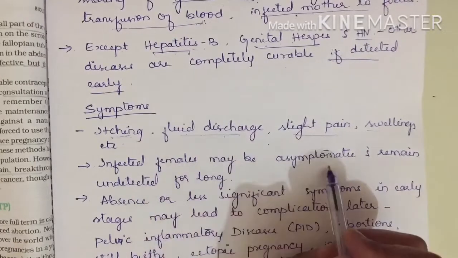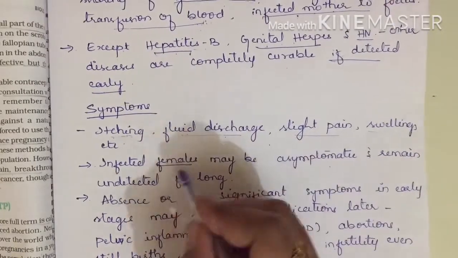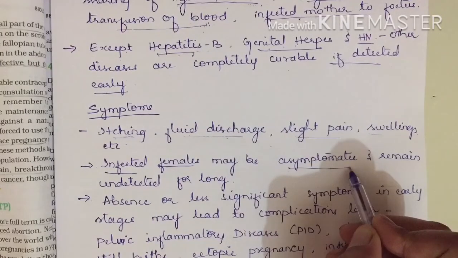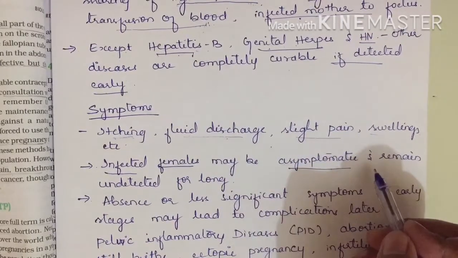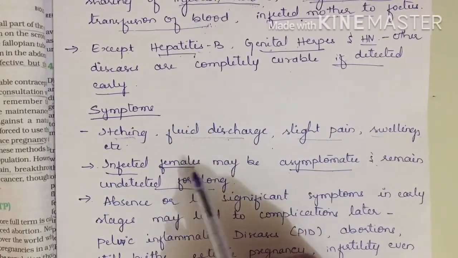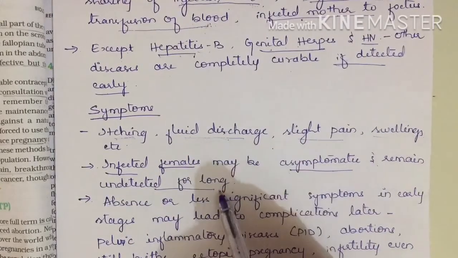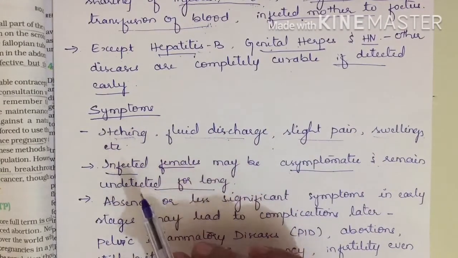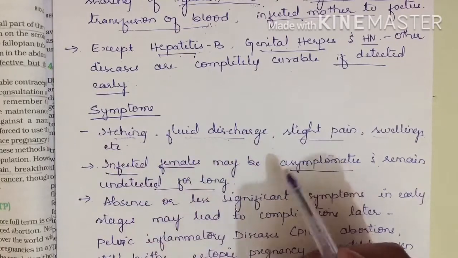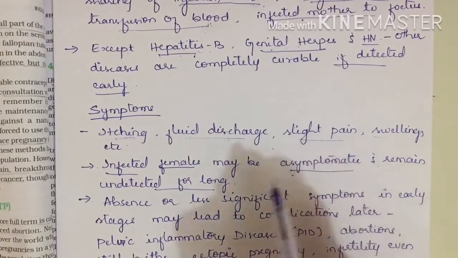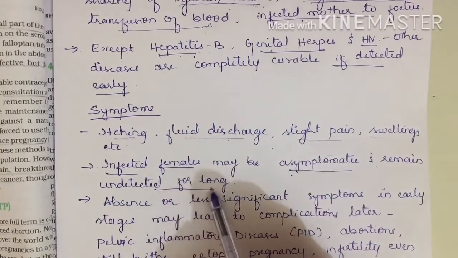Infected females may be asymptomatic. Okay, if a female is infected, she might not show symptoms. Asymptomatic means not showing the symptoms and remaining undetected for long. Which means females are asymptomatic for a long time, so if a female got an STD one or two years back, then also she is not diagnosed. Why? Because she is not getting any kind of symptom and she is unaware of it. So for that reason, it will be undetected for long.